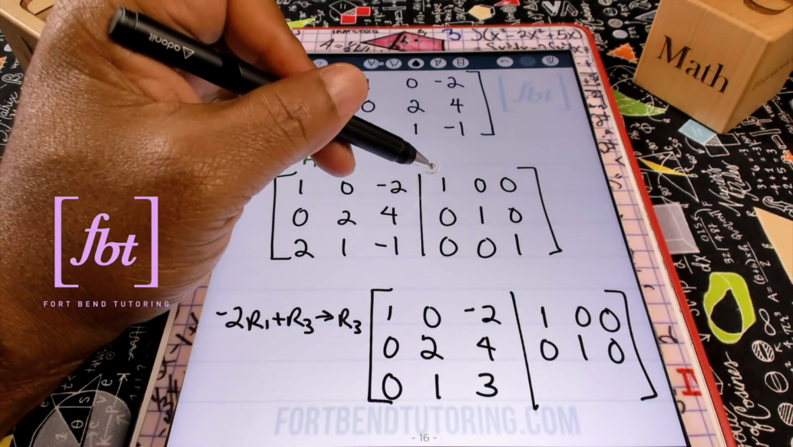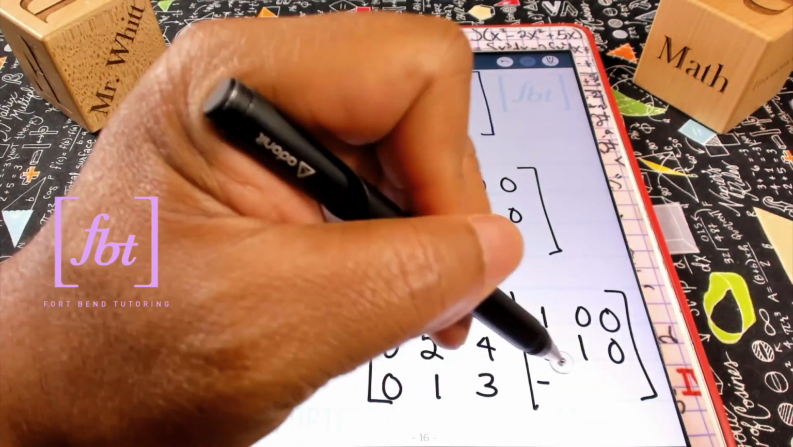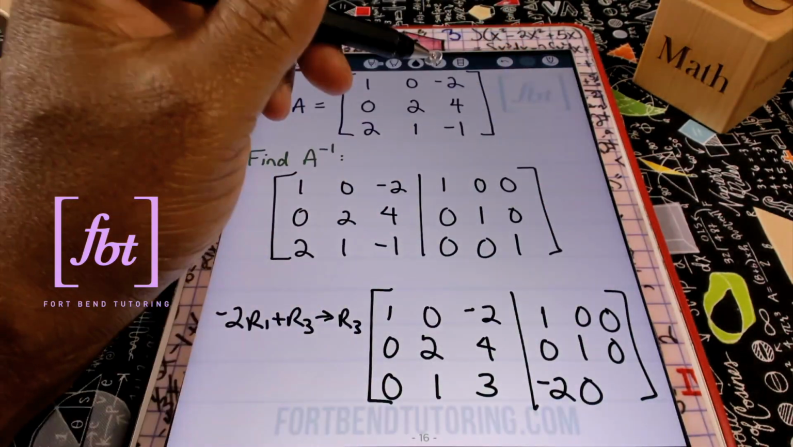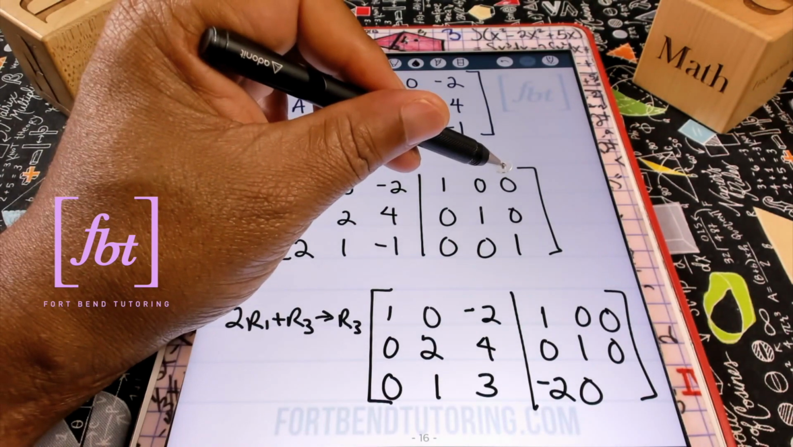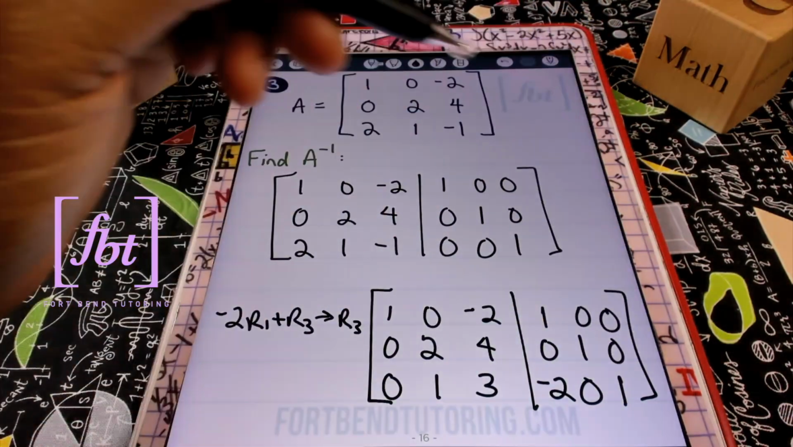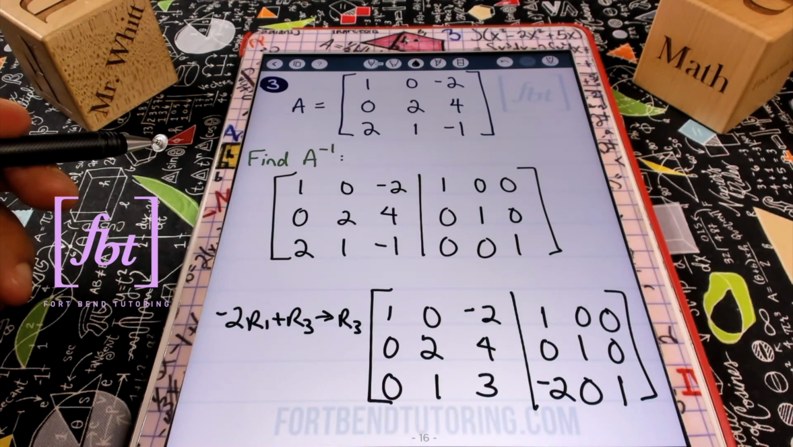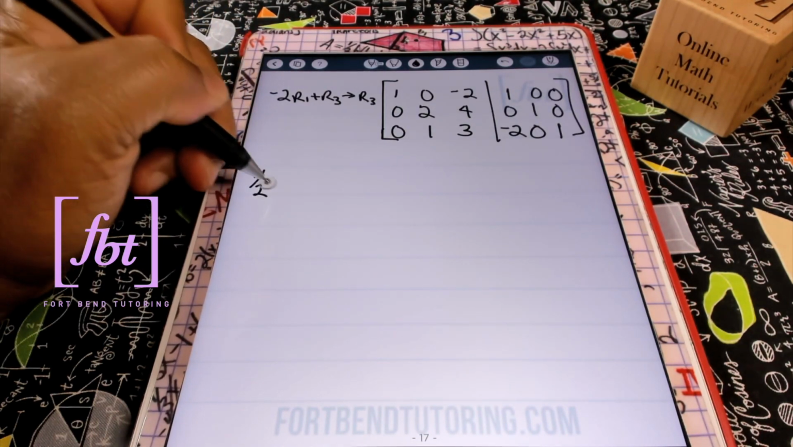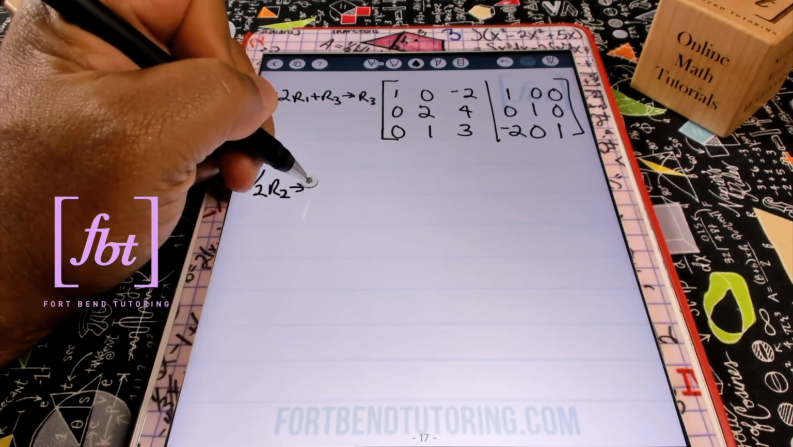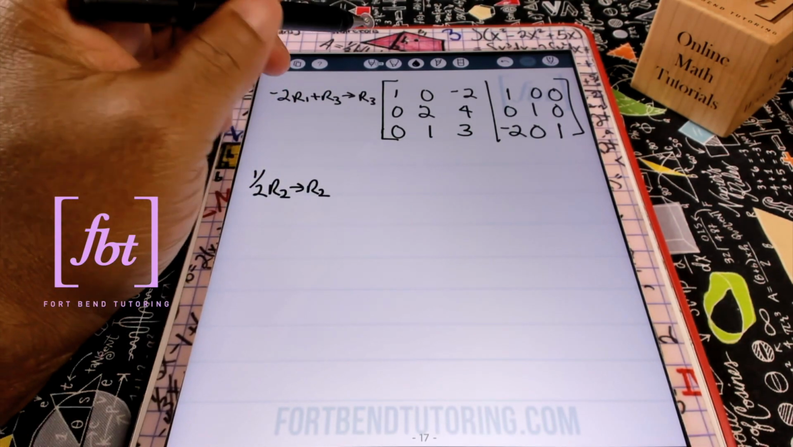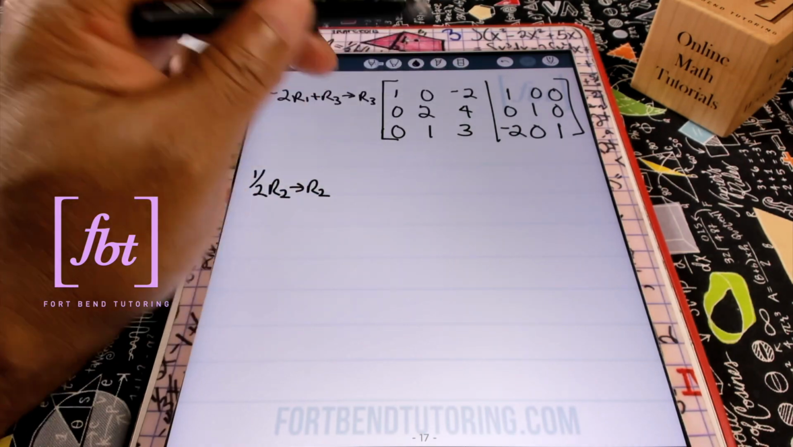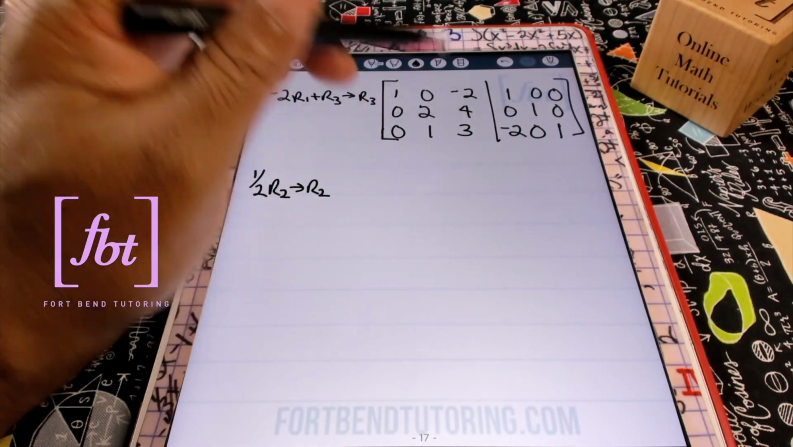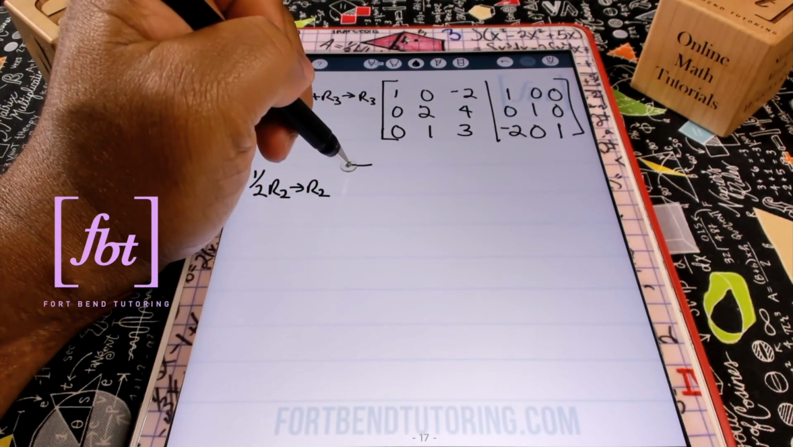Then you'll have negative 2 times 1 plus 0 is negative 2. Negative 2 times 0 is 0 plus 0 gives you 0. Negative 2 times 0 is 0, and 0 plus 1 is 1. And this is our result after that row operation. My next step will be to take half of row 2, placing the result in row 2. Remember, my goal is to make the left side the identity matrix of 1, 0, 0, 0, 1, 0, 0, 0, 1. This gets me closer to that goal.